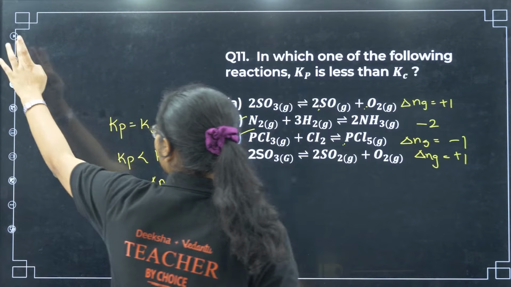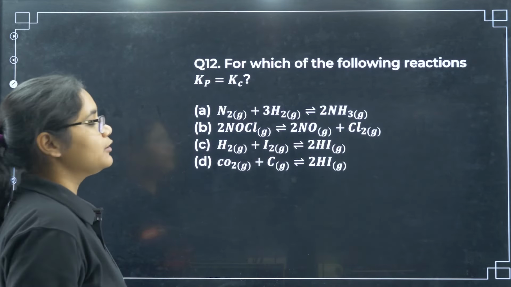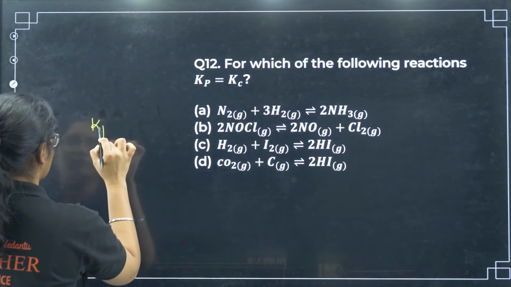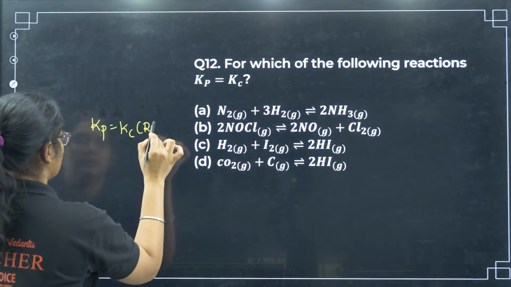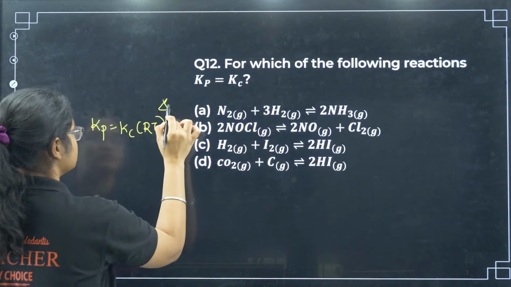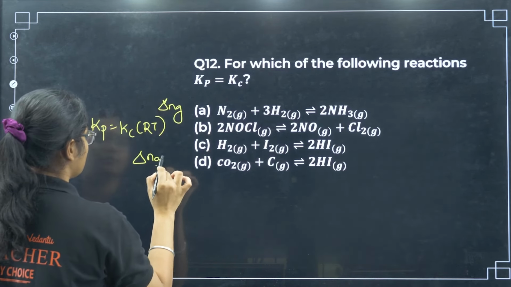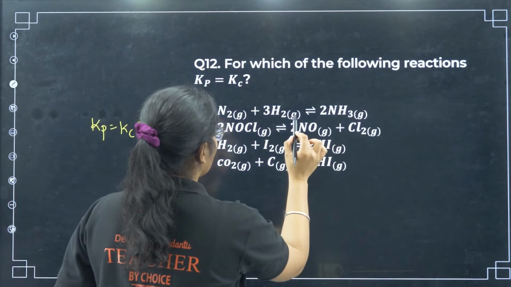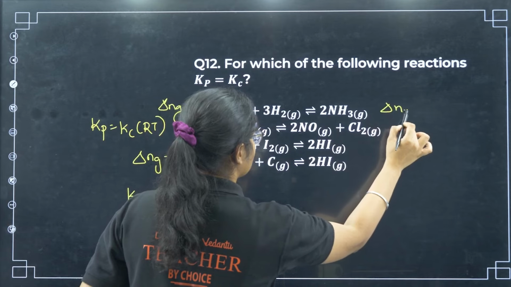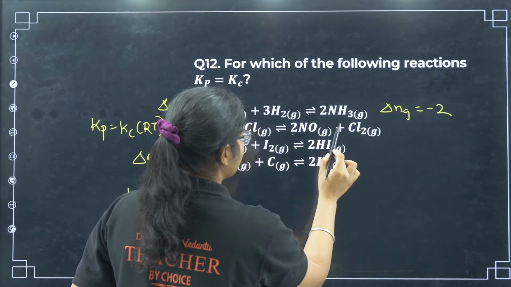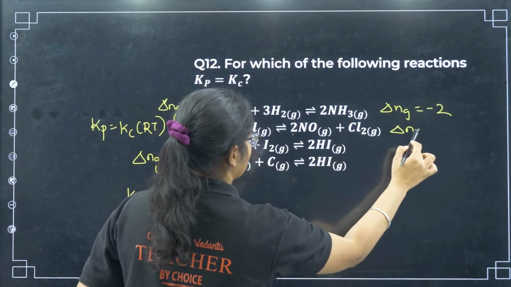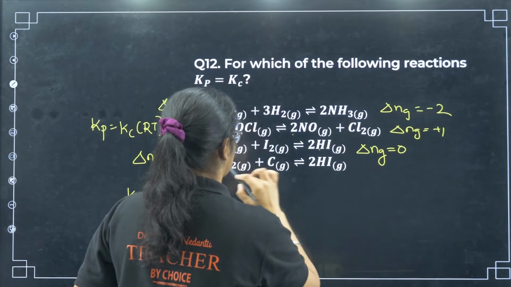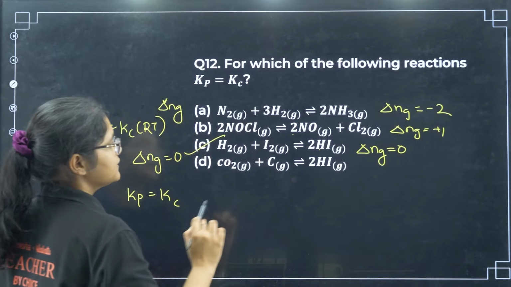You need to find where delta Ng is negative. Next, Kp is equal to Kc, in that delta Ng should be equal to 0, right? If I see the equation, Kp equal to Kc into RT to the power of delta Ng, right? If delta Ng is equal to 0, then Kp equal to Kc, right? So now if you see 3 plus, so delta Ng here equal to minus 2, here it is 2 plus 1, 3 and 2, here it is delta Ng equal to plus 1, and here it is 0 because we have same number of moles, so option number C.